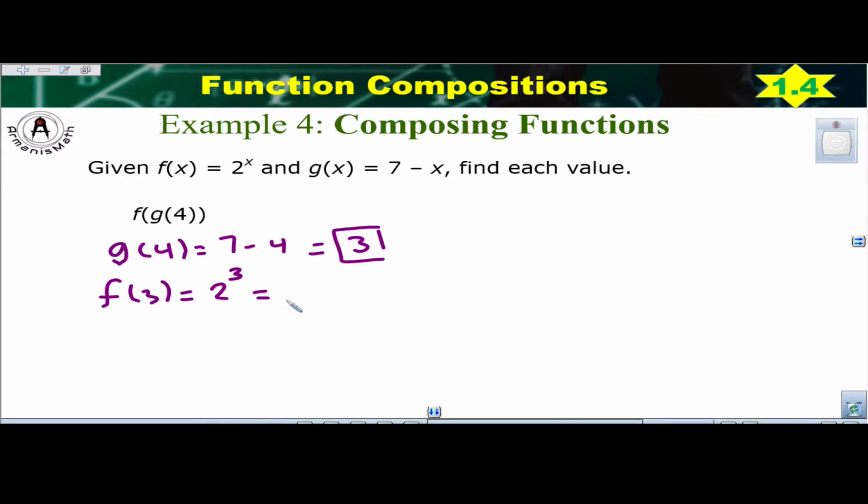2 to the 3rd. That's 8. That is true. So the final product is 8. To that, I'm going to actually highlight because that's the final product. 8 is the final product for this one.